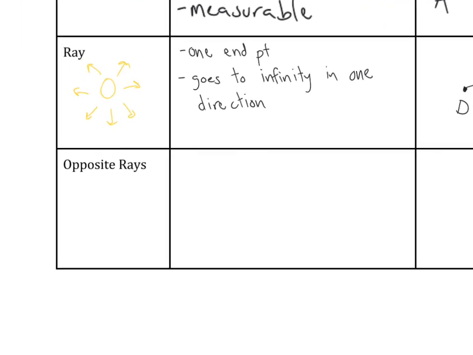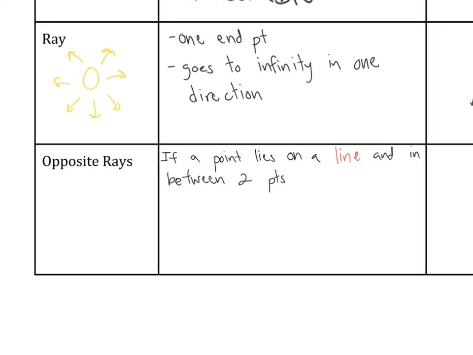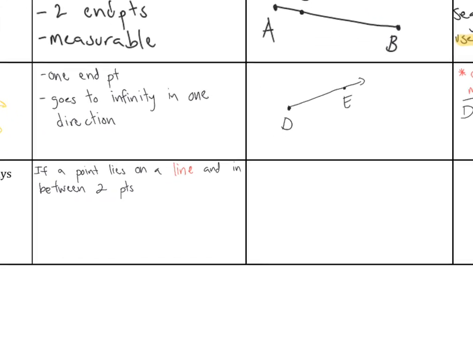All right. Now we have what's also called opposite rays. And here's a longer description for this one. If a point lies on a line and in between 2 points. Okay. So let me go ahead and pause there and write what this description is saying, right?